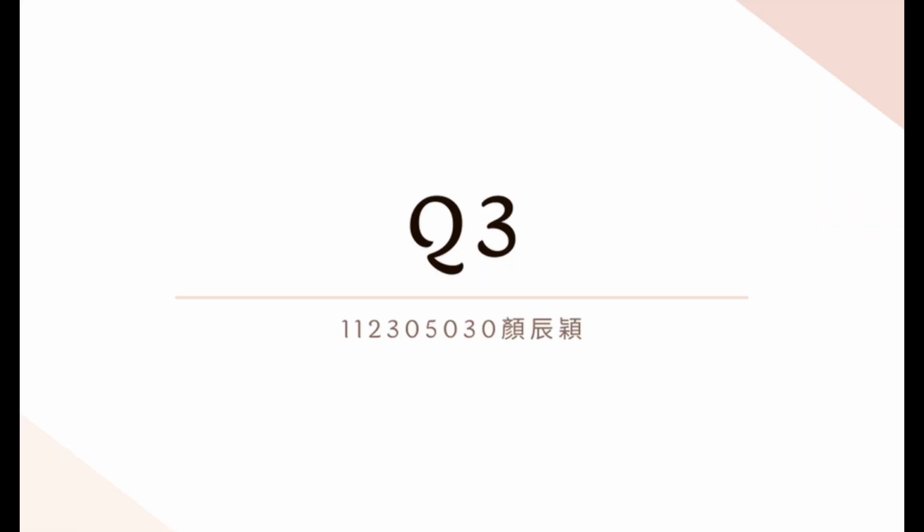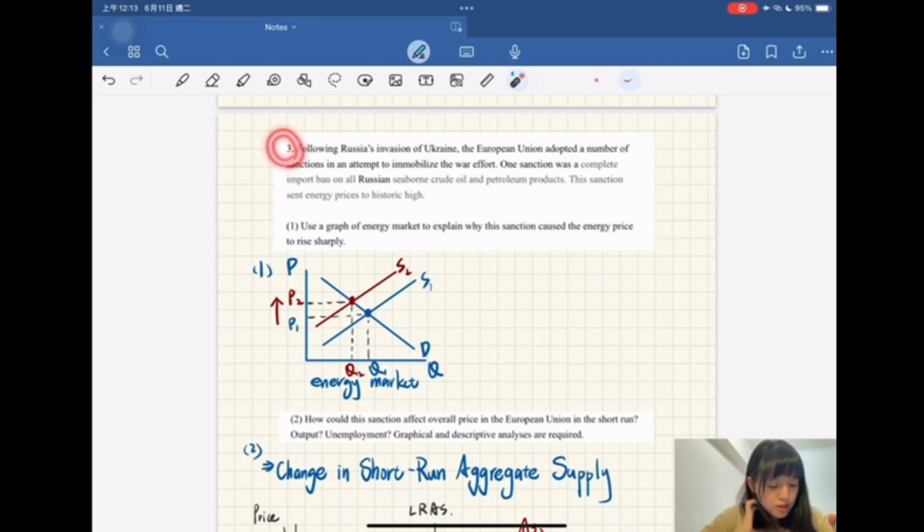Hi, I am 1230503气管一严成印, and today I'm going to solve the third question and the third part of the fifth question. So let's look at the third question. It mainly says that the European Union is banning Russian seaborne crude oil and some petroleum products, and this action sent energy prices to a historic high.